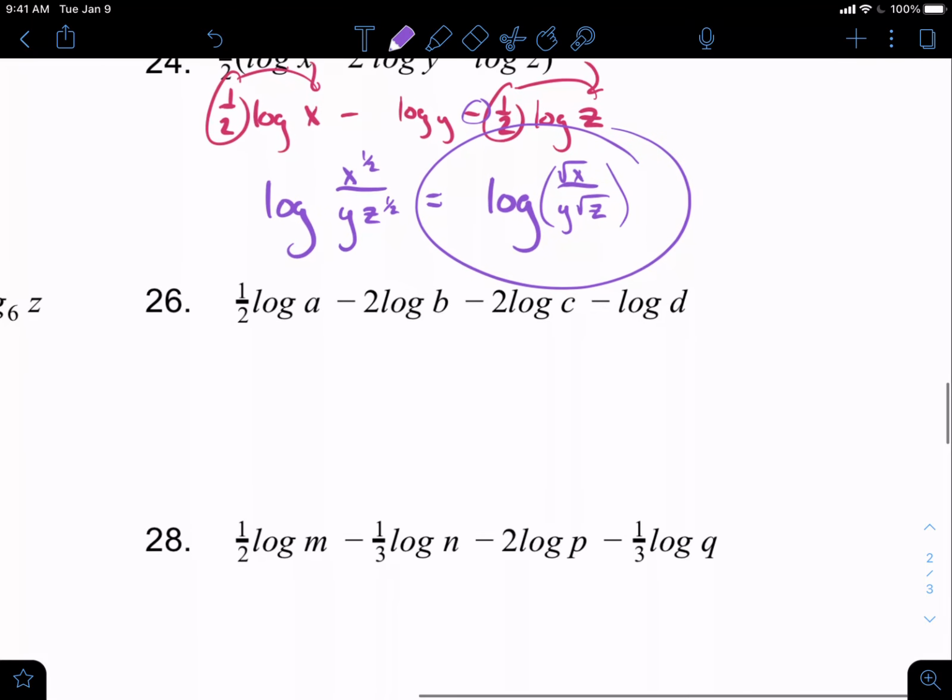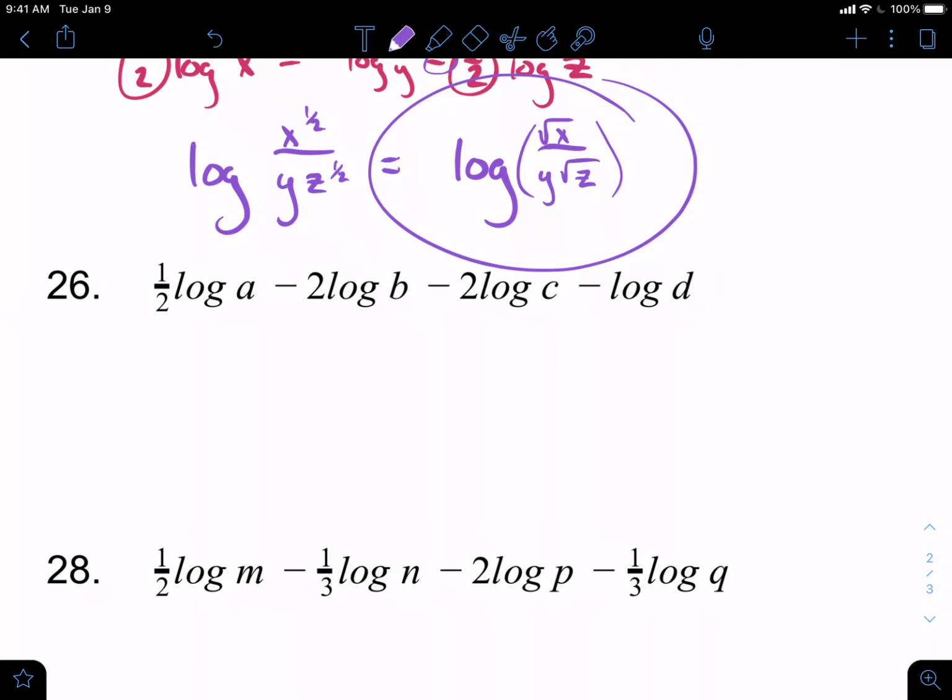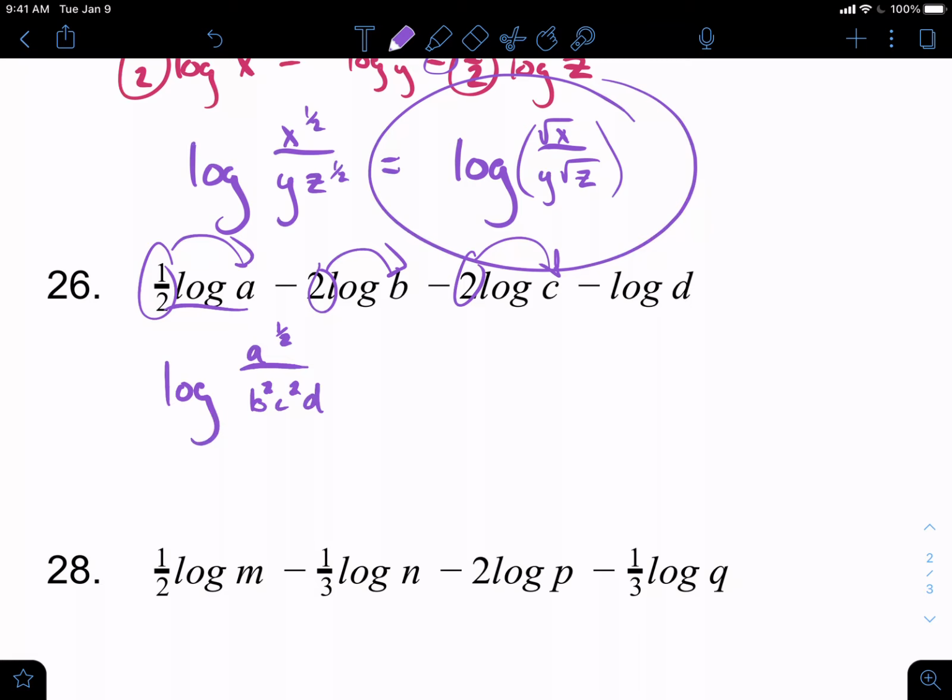Looking at problem number 26, we're going to approach it the same way. Coefficients go up into the exponents. That needs to be really the first step that you perform. So I'm going to end up with log of a to the 1/2. That's on the top, since that was my first one, the positive. Since the next one is minus, b squared is going to go on the bottom. C squared is going to go on the bottom, since it was also a minus. And then d is going to go on the bottom.